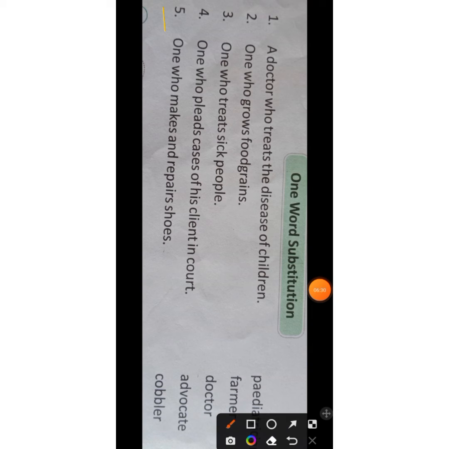And then number five, one who makes and repairs shoes. A person who makes and repairs shoes or slippers, that person is called cobbler. And after this, one who washes and irons clothes. A person who washes and irons the clothes, that person is called washerman. After this, number seven, one who maintains the accounts. A person who maintains the accounts and sees the accounts, that person is called accountant.